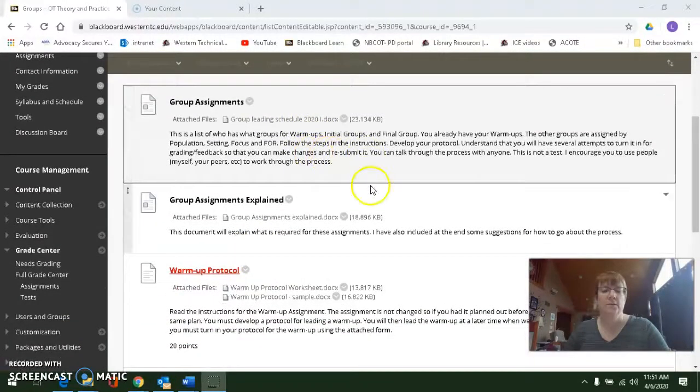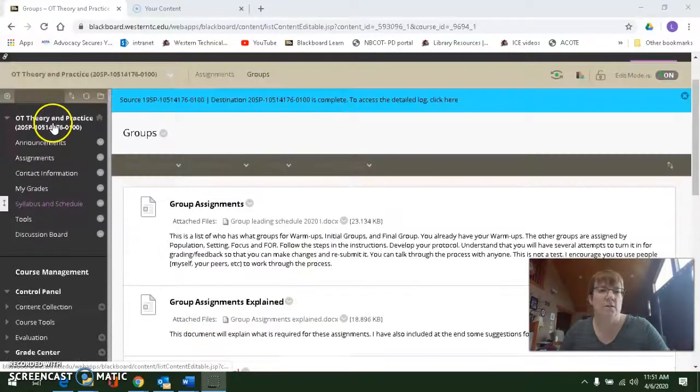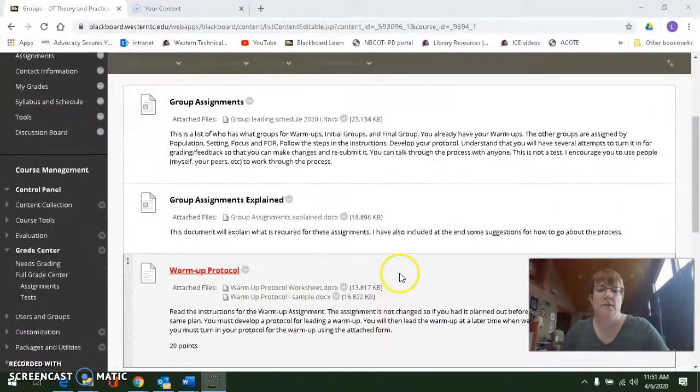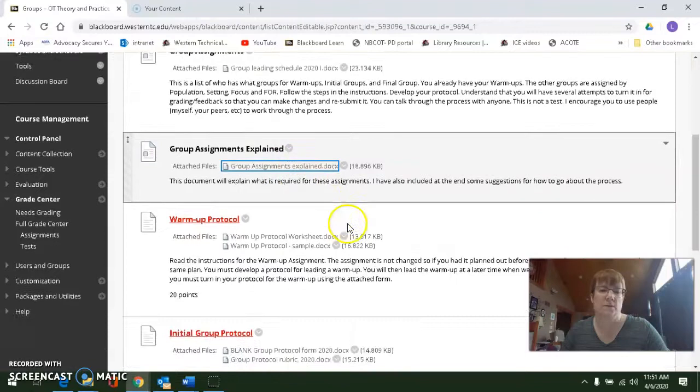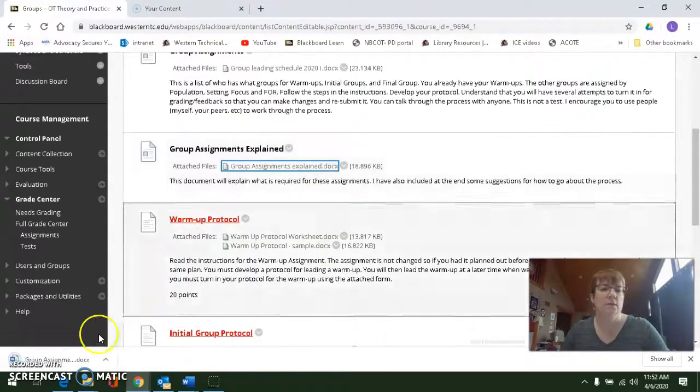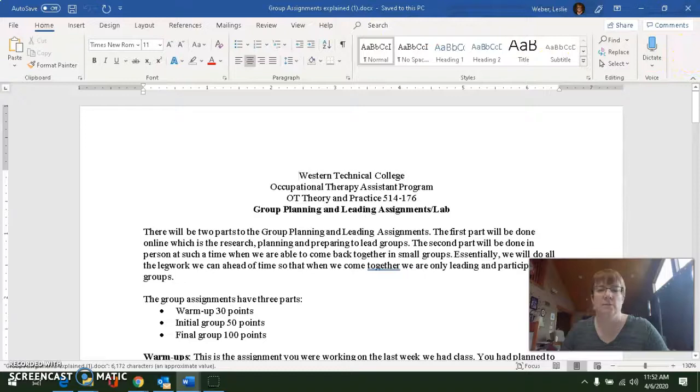Okay, continuing the group assignments explained. So I'm still in Blackboard and I'm on the Assignments tab. The second item on there is this group assignments explained. That's a document giving you lots of instructions on how to go about doing your group assignments. It did not download. Okay, there we go. So let me pull this over once it's downloaded.